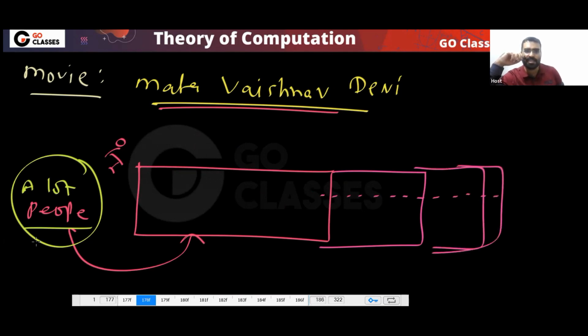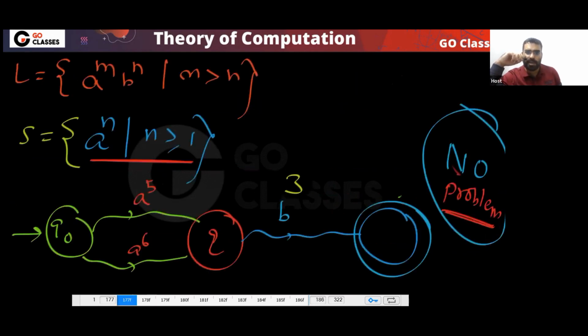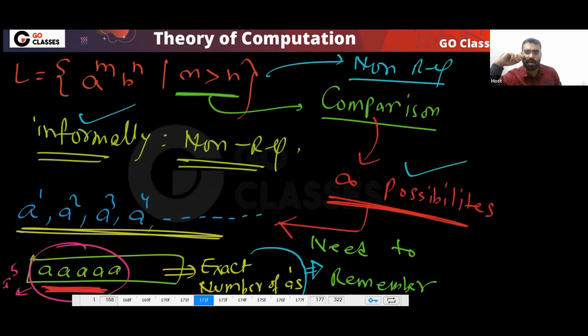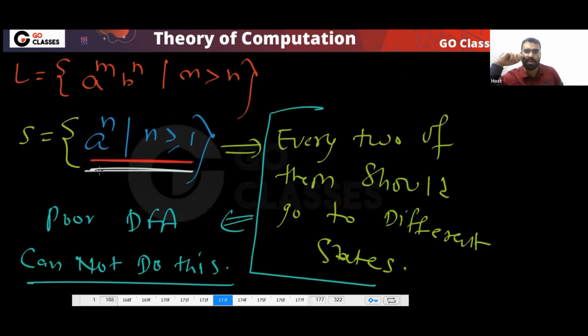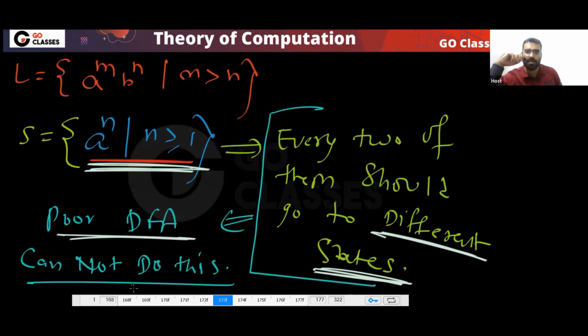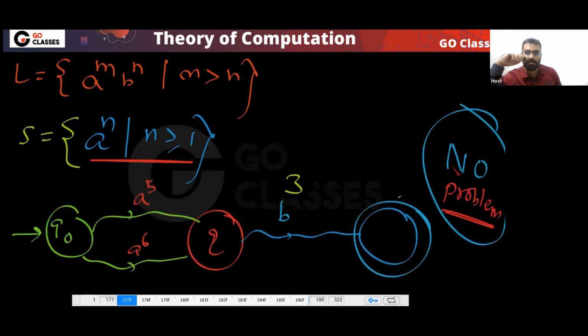So you can notice this type of facility DFA does not have. Only God can do this. Basically, DFA cannot do this. If an infinite number of people are coming, and they are also saying we want different rooms, then DFA cannot accommodate those people. So poor DFA cannot do this. Is this clear? So this is the idea.